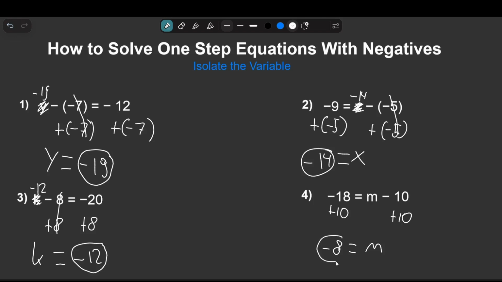Now again, to check for our final answer, we can plug our minus 8 into the variable spot. So minus 8 minus 10 will equal minus 18. So this tells us that our final answer was correct. Now, that was basically the video, guys.